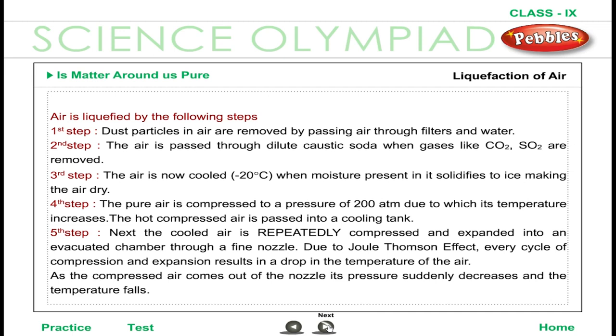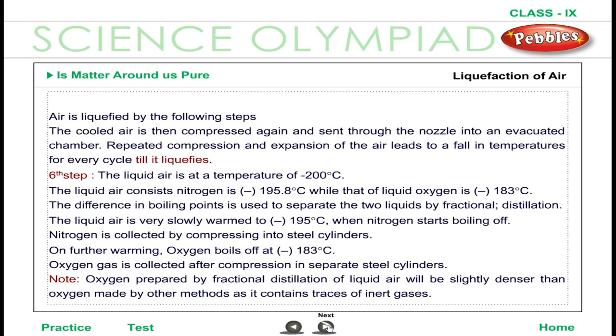Due to the Joule-Thomson effect, every cycle of compression and expansion results in a drop in the temperature of the air. As the compressed air comes out of the nozzle, its pressure suddenly decreases and the temperature falls. The cooled air is then compressed again and sent through the nozzle into an evacuated chamber. Repeated compression and expansion of the air leads to a fall in temperature for every cycle till it liquefies.